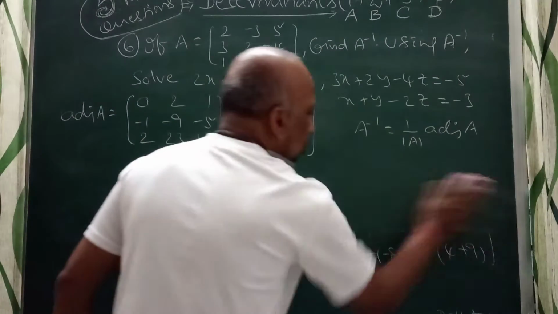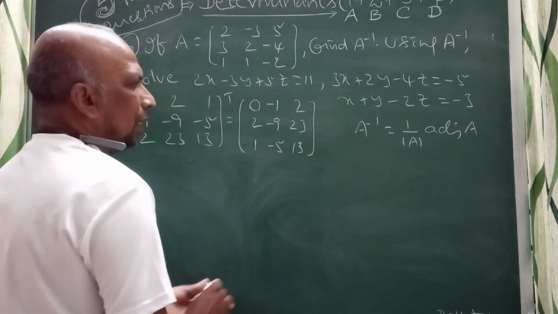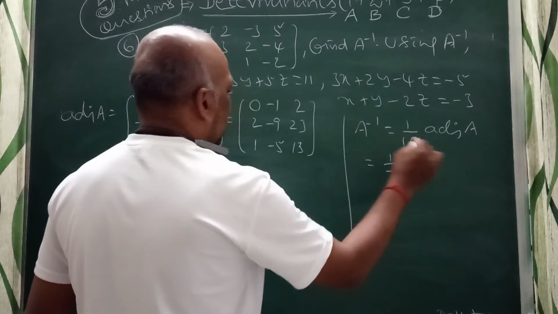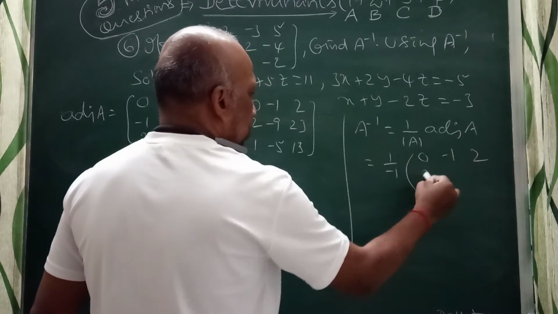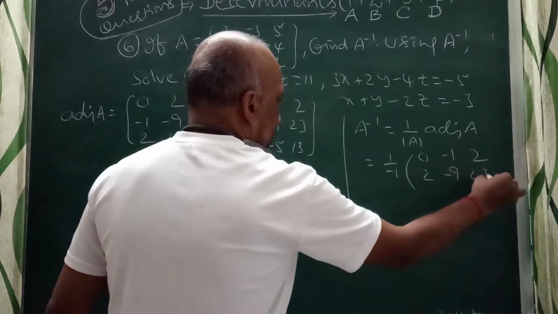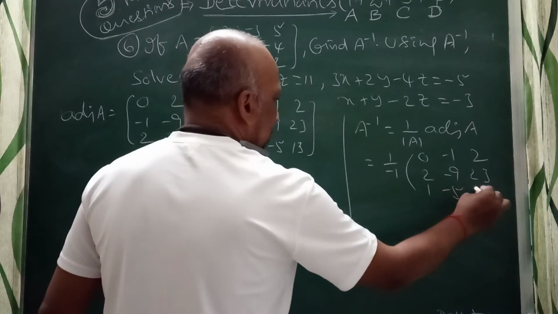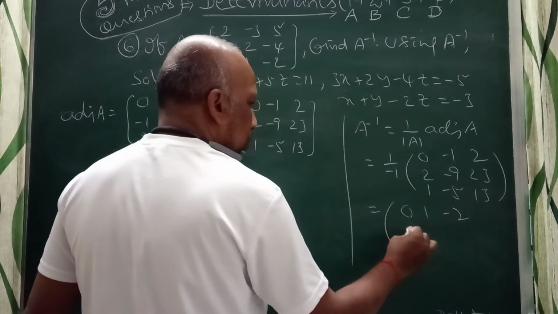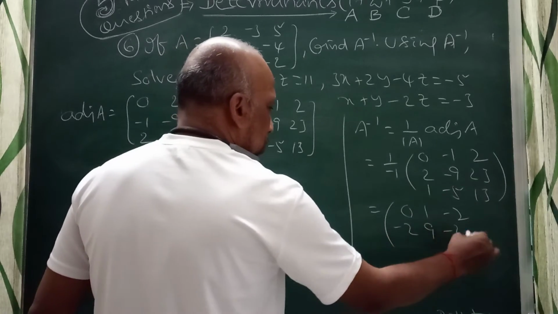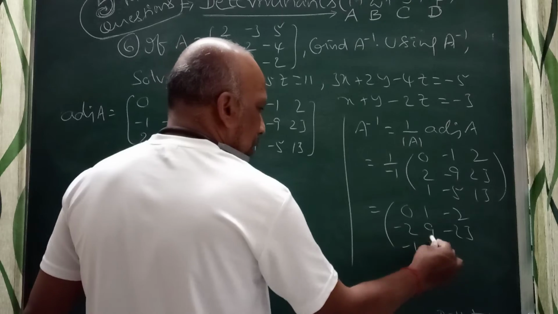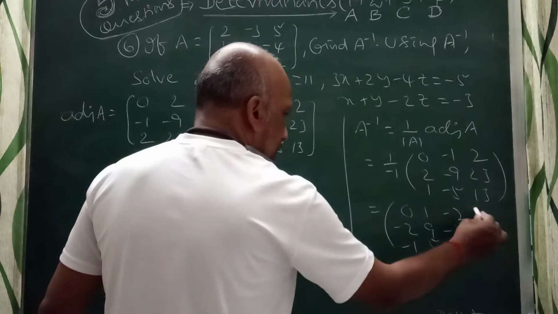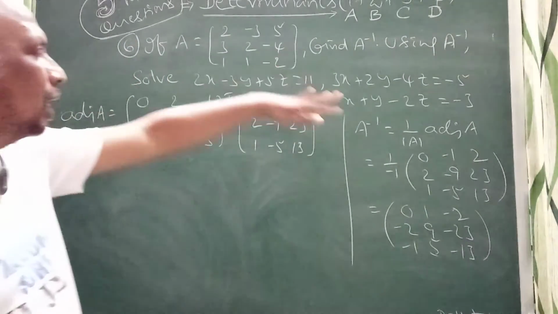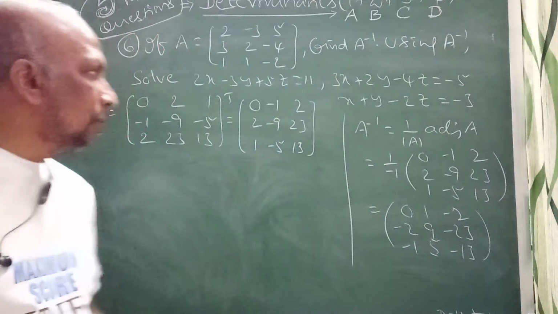Therefore, A inverse is equal to 1 by det A into adjoint A, right? This one we have. 1 by minus 1 into adjoint A, 0 minus 1, 2 minus 9, 23, and 1 minus 5, 13. You multiply this: 0, 1 minus 2, minus 2, 9, minus 23, minus 1, 5, minus 13. So this is A inverse, correct? Using A inverse, you should solve these three equations.